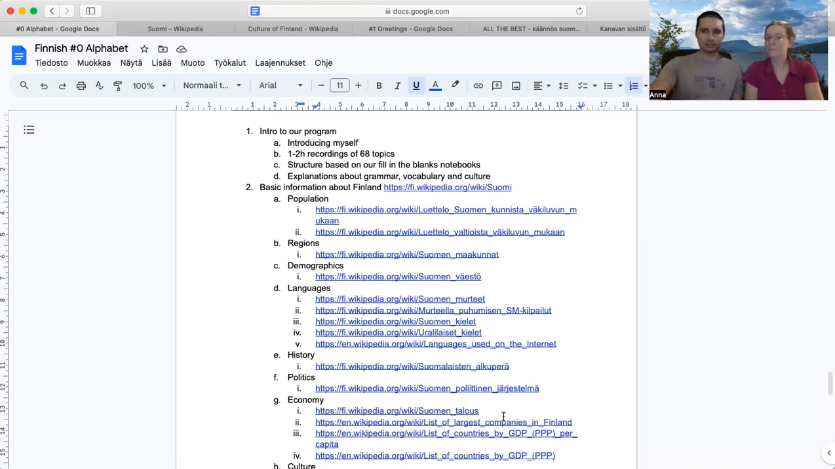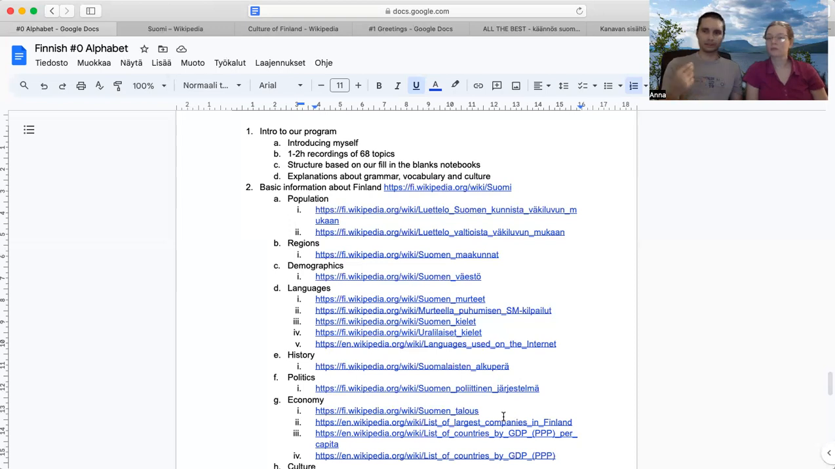Gender equality is really important here. Finland was the third country after Australia and New Zealand to give the right to vote to women, but Finland was still part of the Russian Empire. Oh yeah, history.